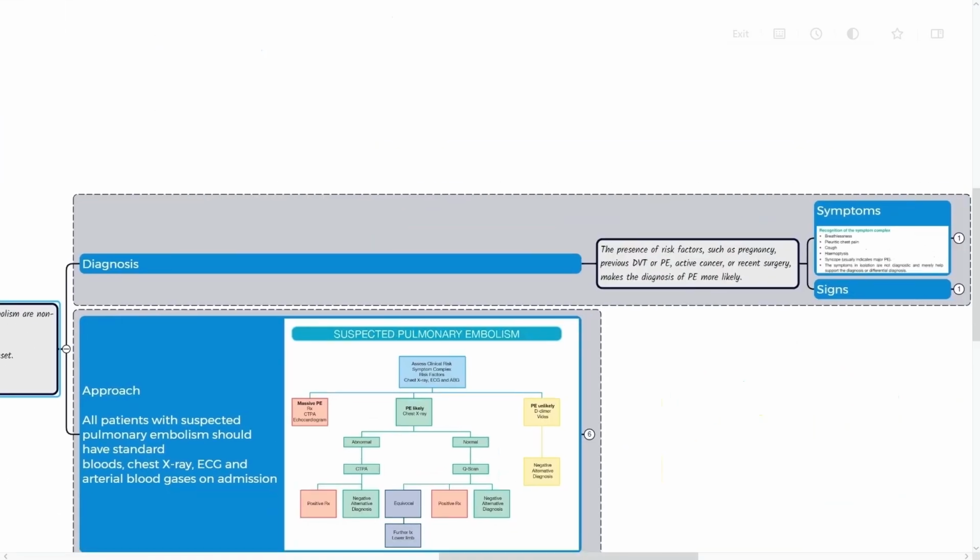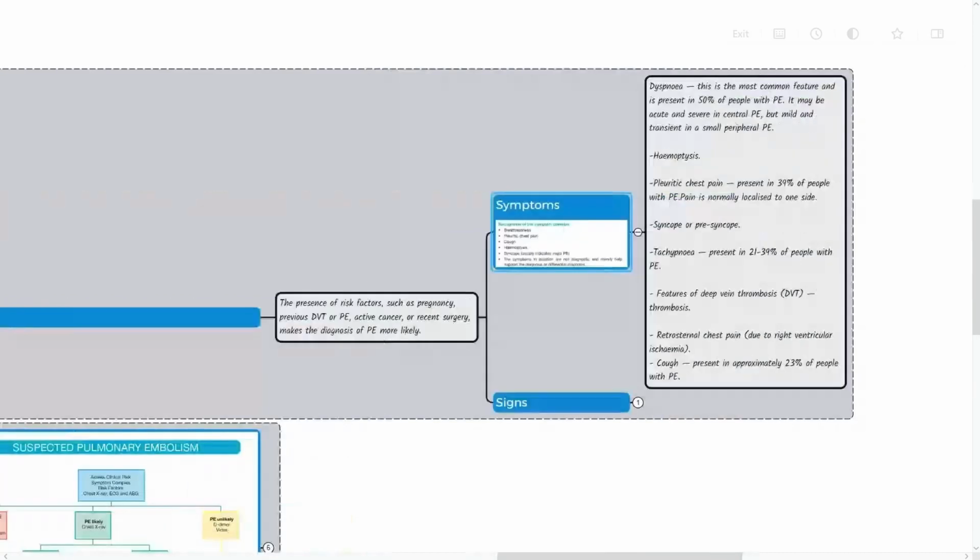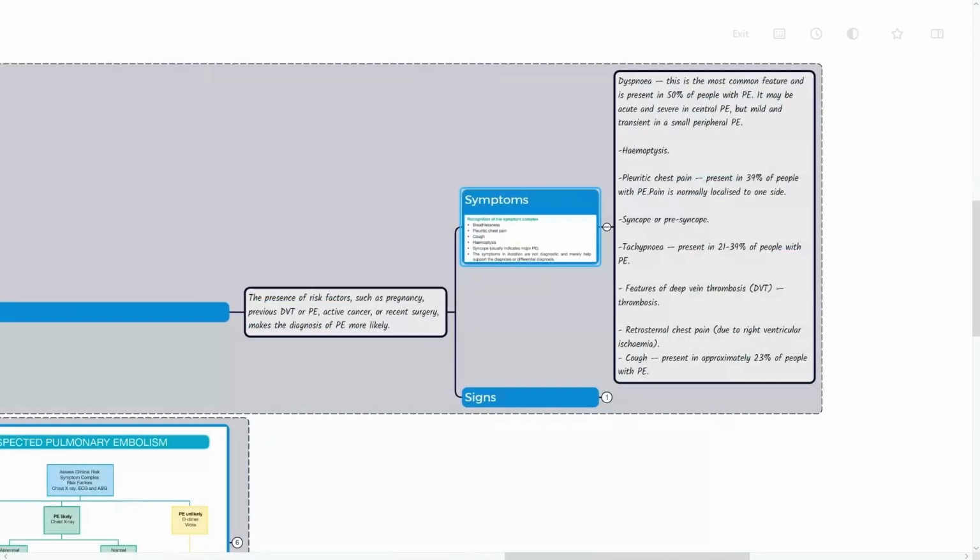Signs and symptoms of pulmonary embolism are nonspecific. Symptoms typically have a sudden onset. The presence of risk factors such as pregnancy, previous DVT or PE, active cancer, or recent surgery makes the diagnosis of PE more likely. Symptoms.